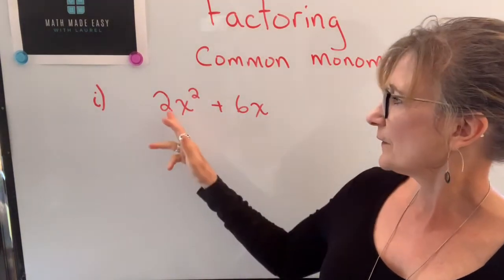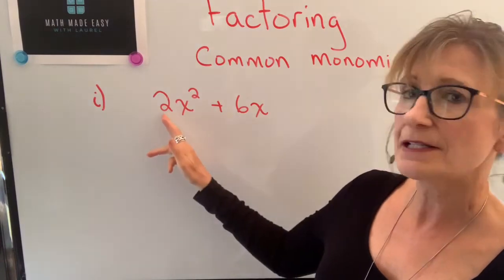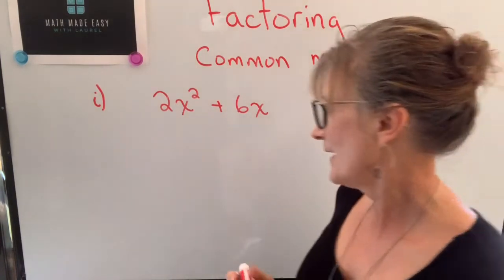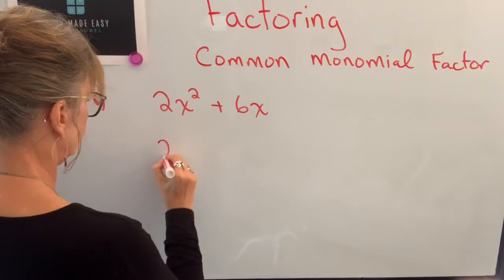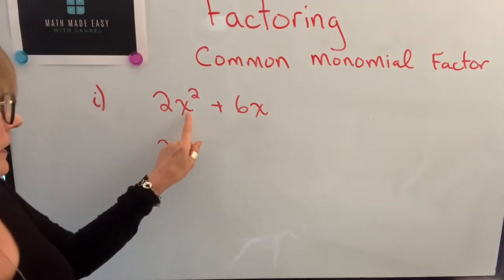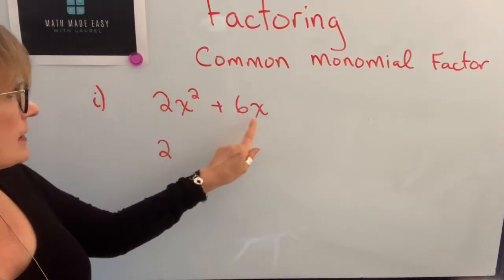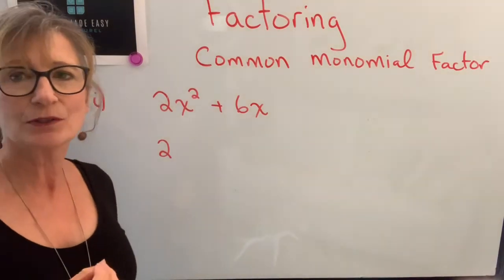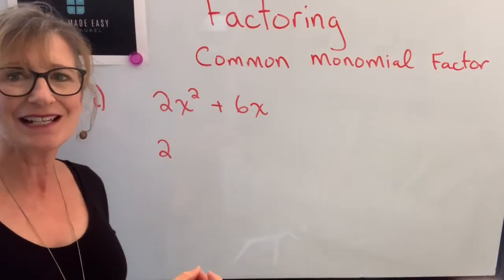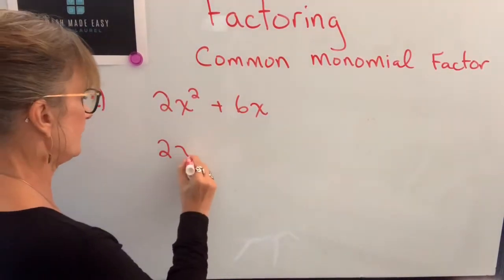And we look at the number part first. So what number divides into both 2 and 6? And that would be a 2. Then I look at the powers of x, and what's the highest power of x that will divide evenly into x squared and x, and that would be just an x.